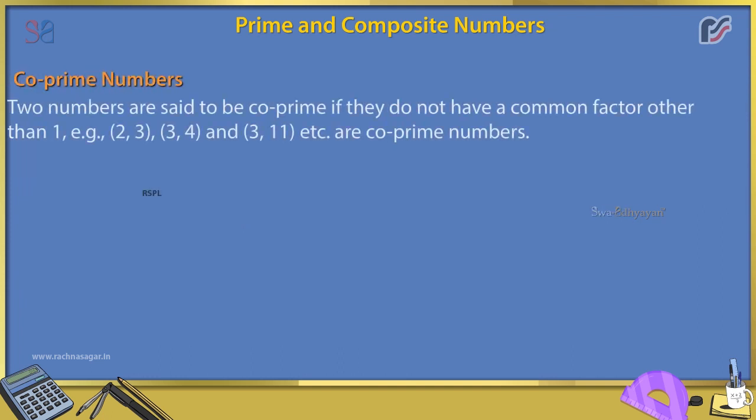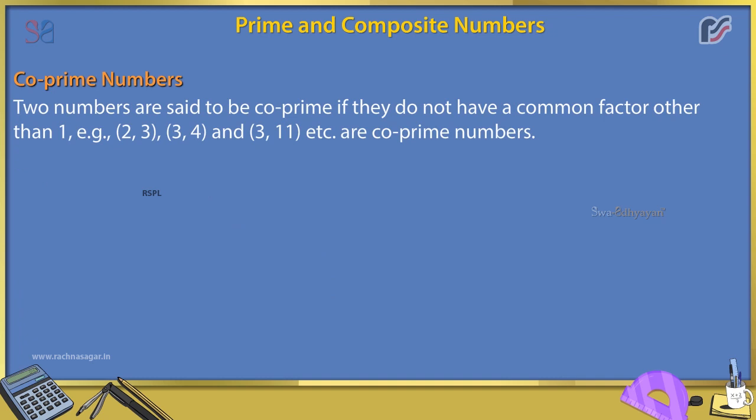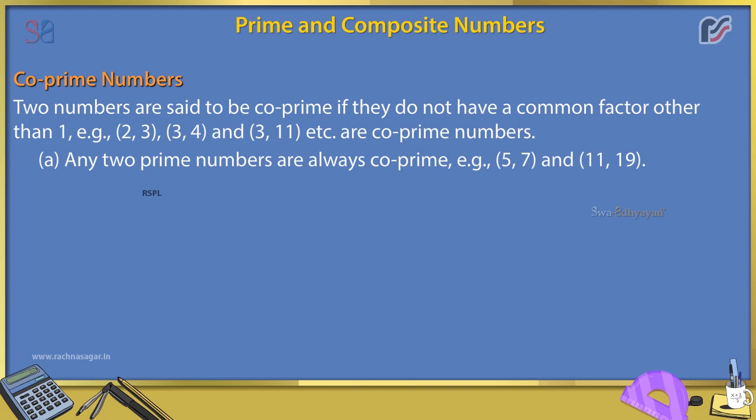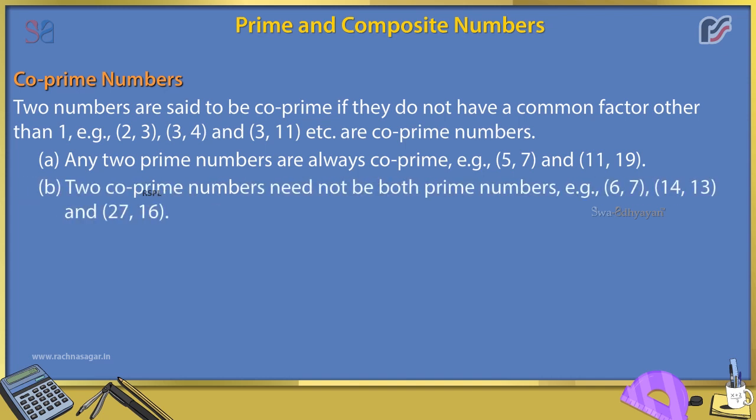Co-prime numbers. Two numbers are said to be co-prime if they do not have a common factor other than 1. Examples: 2, 3; 3, 4; and 3, 11 are co-prime numbers. A. Any two prime numbers are always co-prime. Example, 5, 7 and 11, 19. B. Two co-prime numbers need not be both prime numbers. Example, 6, 7; 14, 13; and 27, 16.